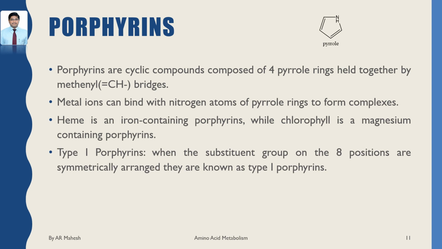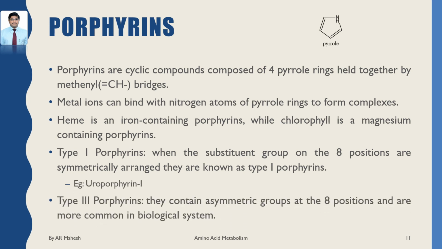There are two types of porphyrins. Type 1 porphyrin: when the substituent groups on the 8 positions are symmetrically arranged, they are called type 1 porphyrins. An example is uroporphyrin 1. And type 3 porphyrins contain asymmetric groups at the 8 positions and are more common in biological systems.